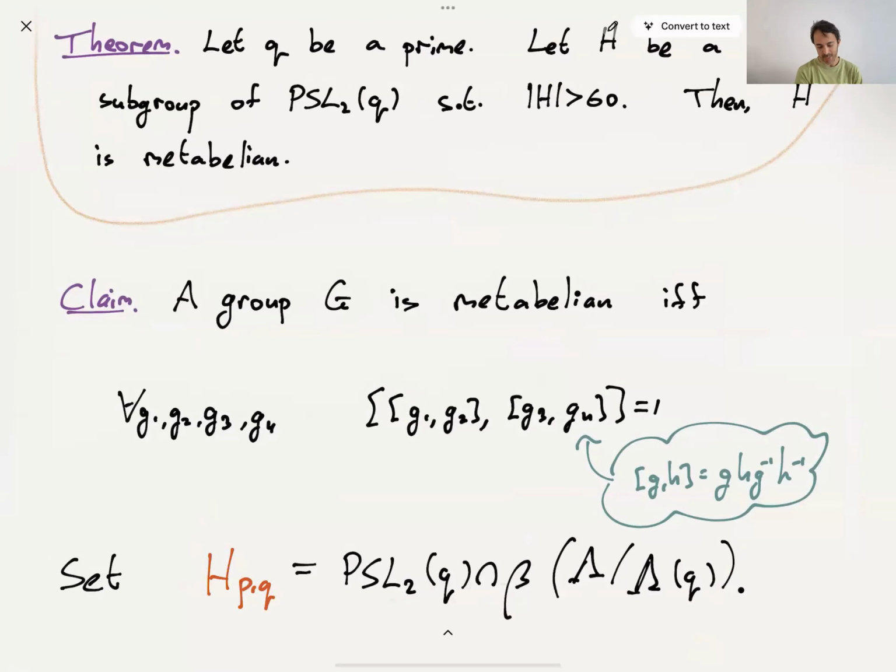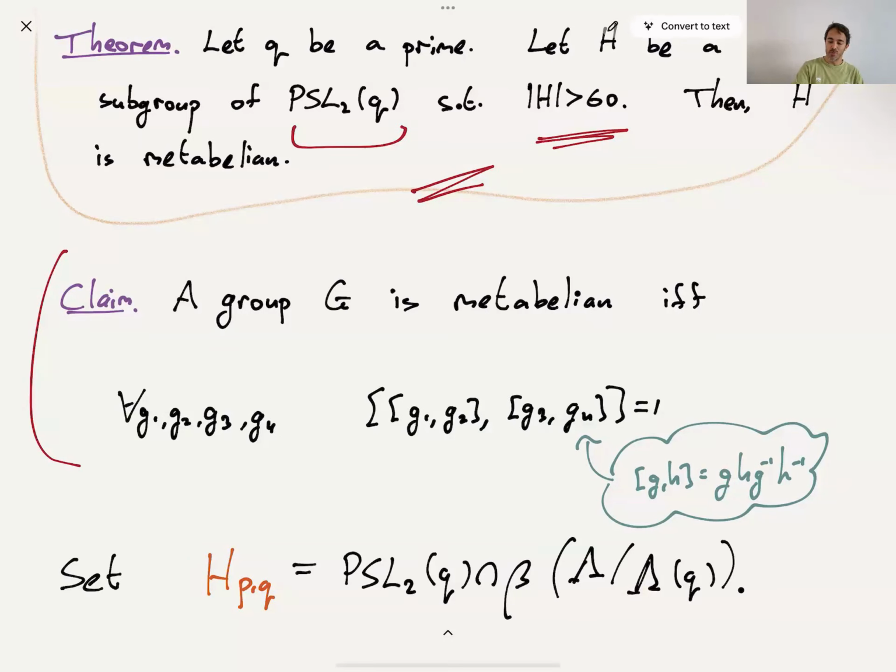And for that, we're going to use a big hammer that we proved. So if you remember, we had this theorem that tells you that if q is a prime and H is a proper subgroup of PSL_2(q), which is sufficiently large, then H is meta-abelian. Okay, and there was a definition for meta-abelian, but I'm going to give you an equivalent definition here that will be useful for us. So even if you don't remember the definition, that's fine.